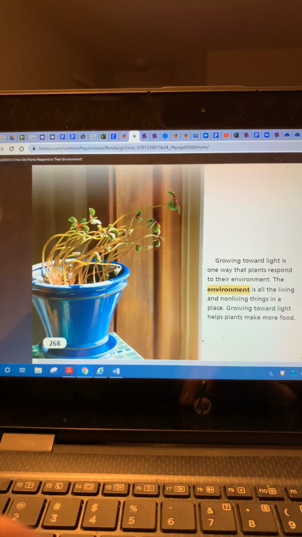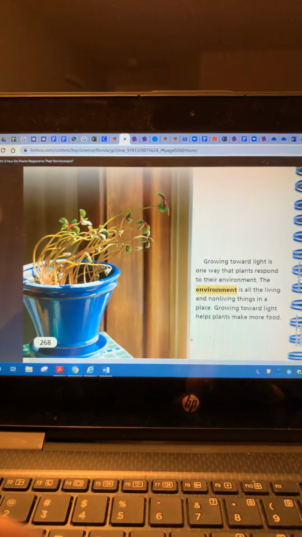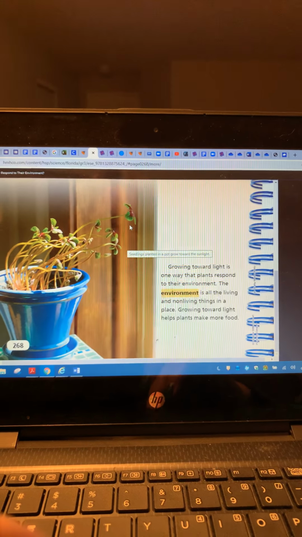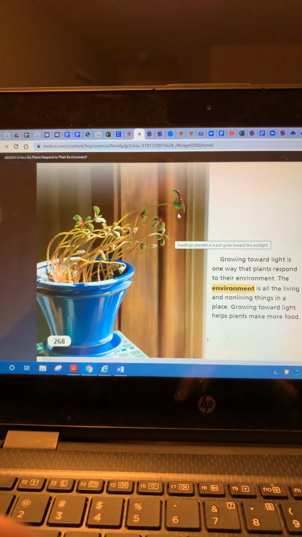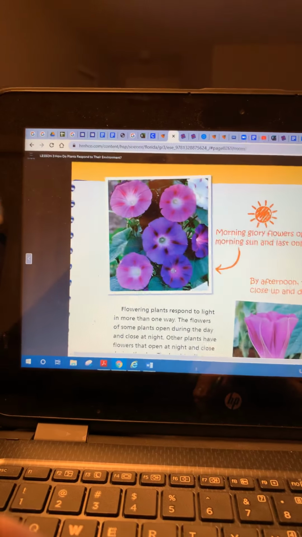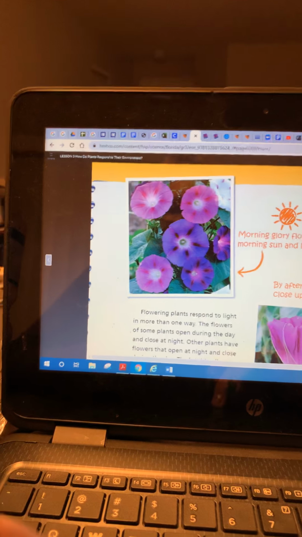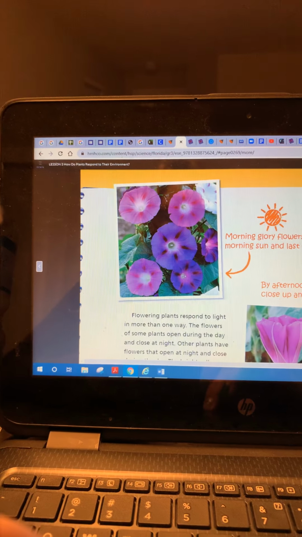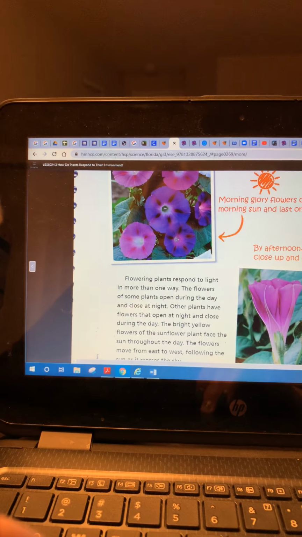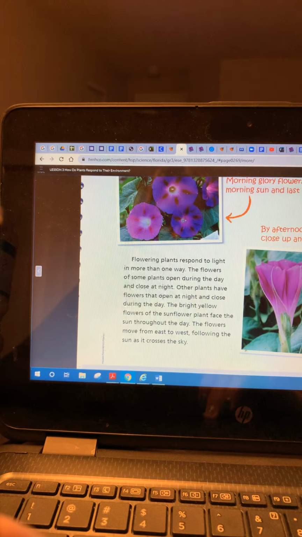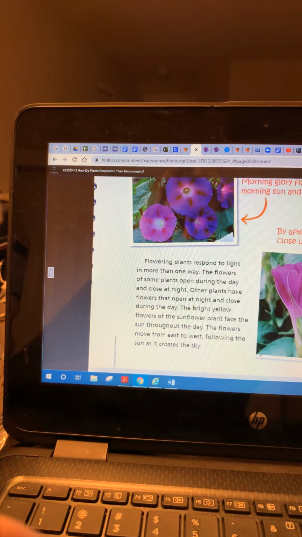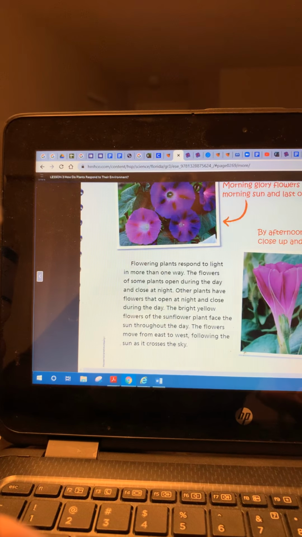Okay, so definitely that is one thing that we see, that if you look at this pot, they're all growing towards the window because they get the light from the window. Okay, so next one. Flowering plants respond to light in more than one way. The flowers of some plants open during the day and close at night. Other plants have flowers that open at night and close during the day. The bright yellow flowers of the sunflower plant face the sun throughout the day. The flowers move from east to west, following the sun as it crosses the sky.